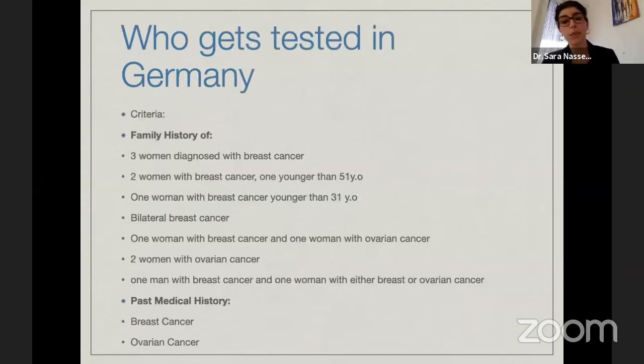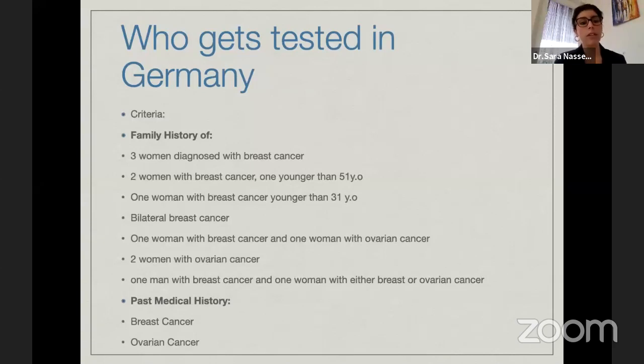So who gets tested for genetic mutations in Germany? There are specific criteria based on the family history of a person. So if there is a suspicion that this person might have a genetic mutation, they go to a specific genetic counseling. And there they do a very detailed history and a pedigree for this patient, and they look at the family history. I've listed the specific criteria: if one of these criteria is present, this person will get tested for a genetic mutation that may cause breast cancer or even ovarian cancer.